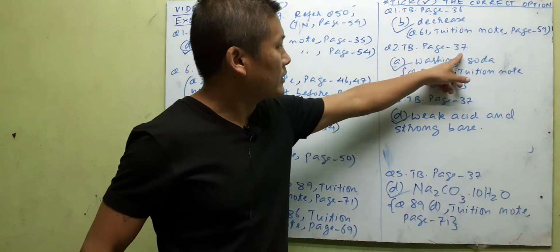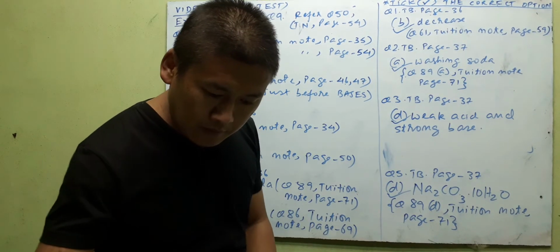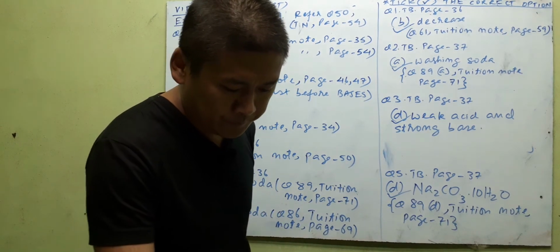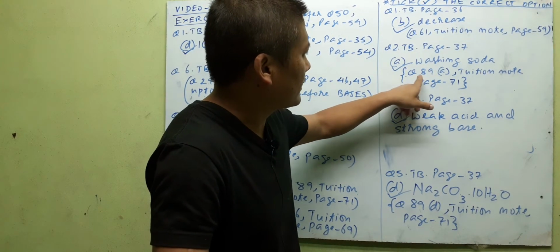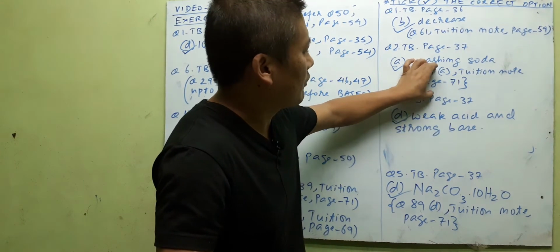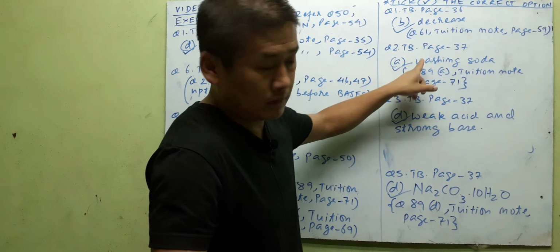Then question number 2, page 37. The compound which is used in glass, soap and paper industry is A, okay, washing soda. And you will find this, no need to explain. So question 89, A, tuition note, page 71. Write that down near what you have ticked, okay, on your textbook.